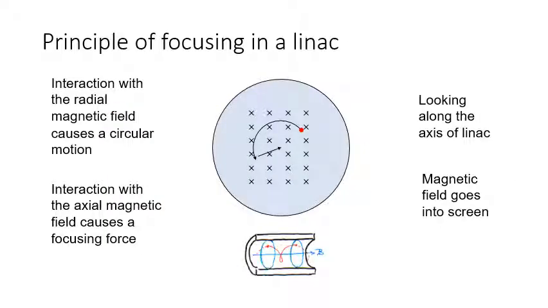The mechanism of magnetic focusing relies on both the radial and axial components of a solenoid magnetic field. An electron moving in parallel direction to the axial magnetic field will be deflected by the magnetic field's radial component. The radial component is not drawn in this diagram. The resulting circular motion will then be affected by the axial component of the magnetic field, which causes a focusing force.